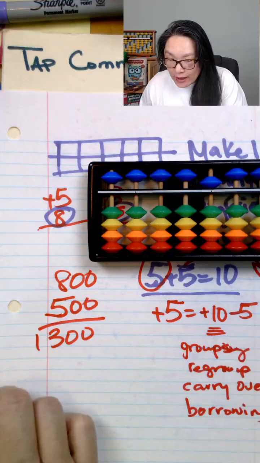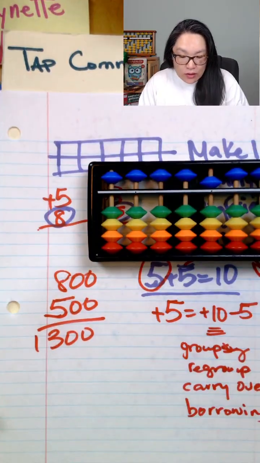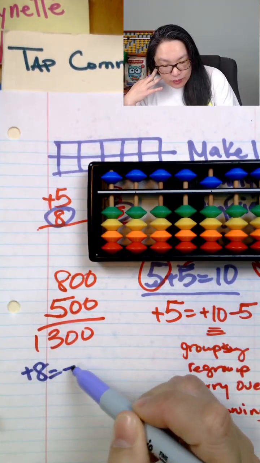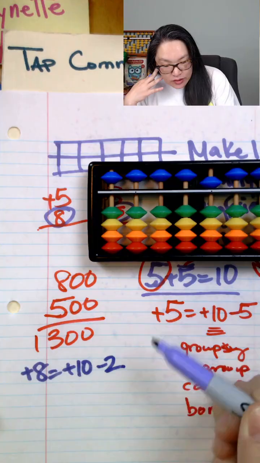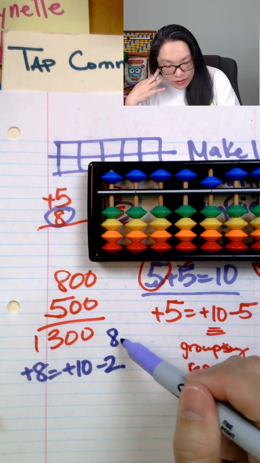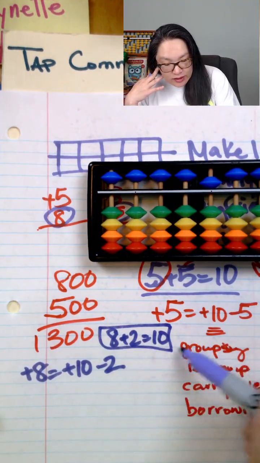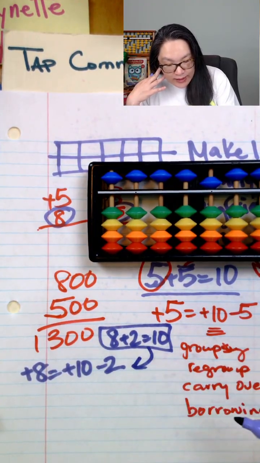We add the 5 and we want to add the 8. Now, when we add the 8, we know plus the 8 is equal to plus the 10 and then minus the 2. How do I know it's that? Because when we do 8 plus 2, it's equal to 10.